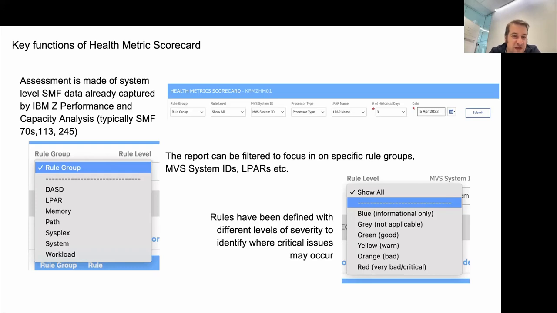The rules, as I mentioned, have been defined in conjunction with Washington System Center and other subject matter experts. So typically we would not recommend that you change the rules. It is possible you could go in and update them, but the idea is that we have provided that recommendation out of the box. You don't need to make excessive changes on your part to do this.